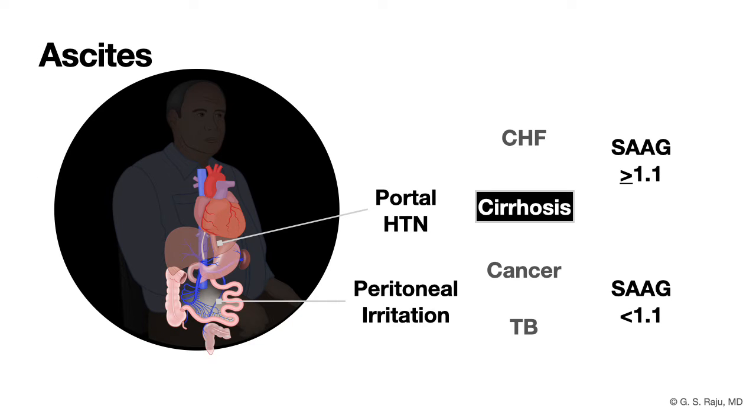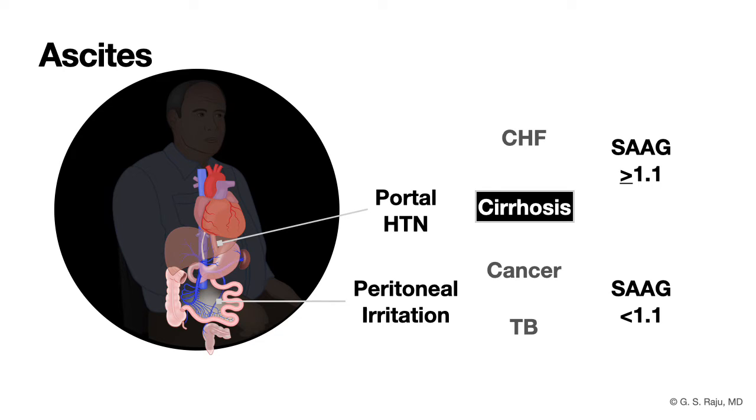So, the most common cause of ascites is cirrhosis of liver due to portal hypertension. You could also find ascites in severe congestive cardiac failure, and portal hypertension, whether it is cirrhosis or heart failure. Ascitic fluid analysis reveals an increased serum ascites albumin gradient, more than 1.1.